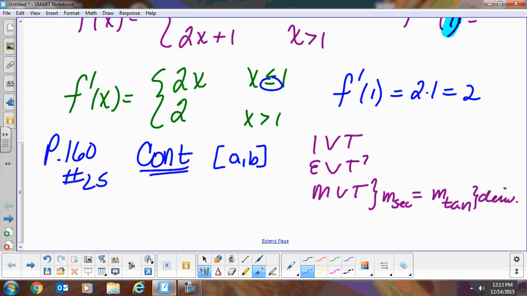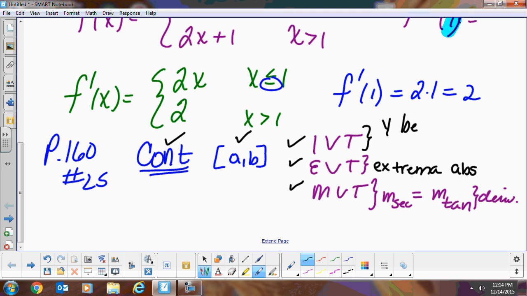What does EVT talk about? Extrema. What kind of extrema? Absolute extrema. And if it's continuous, and if it's on a closed interval, do all 3 of these require those conditions? Yes. Are we guaranteed absolute extrema for extreme value theorem? For extreme value theorem, we are. Intermediate value theorem just tells us that there's a y between two x's, if the given y value falls between.